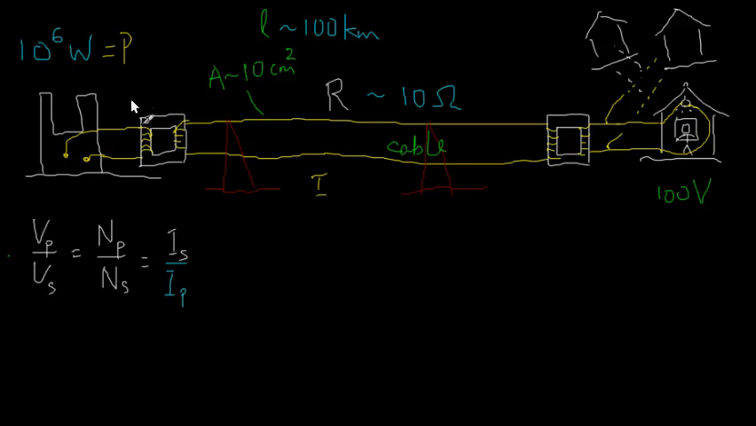Okay, so we call this the primary coil and that the secondary coil. Secondary coil, primary coil. So let's quickly review how these equations come about, starting from the first one.